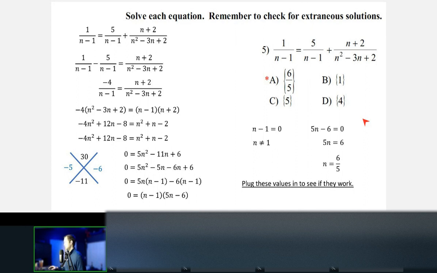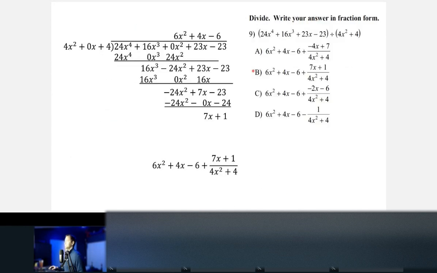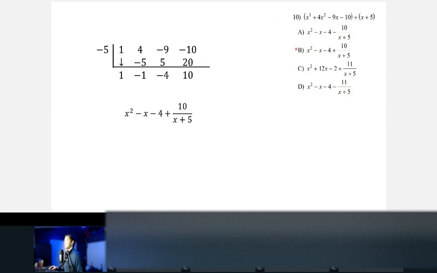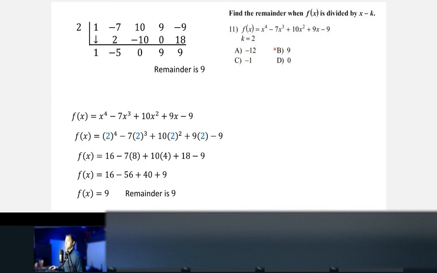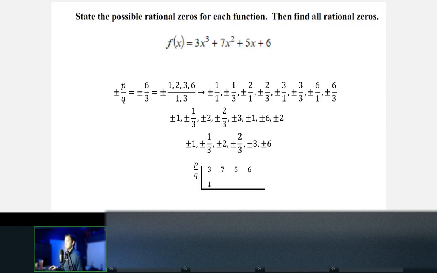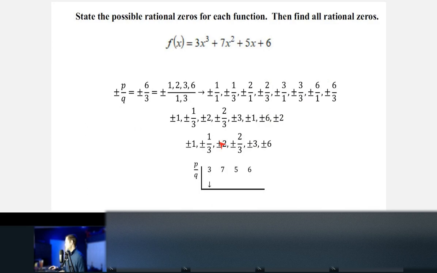Just let you know. All right, number 12. Let's take a look. Number 12. Is this number 12? Yeah, that's number 12.